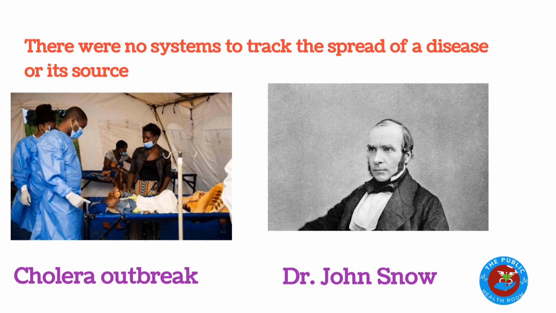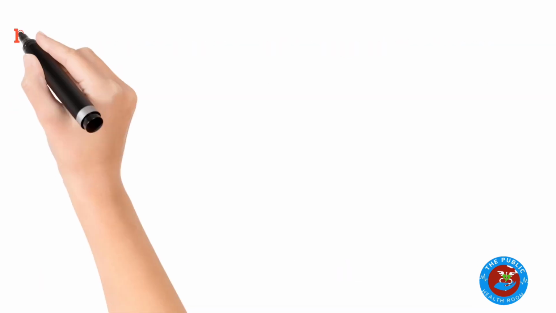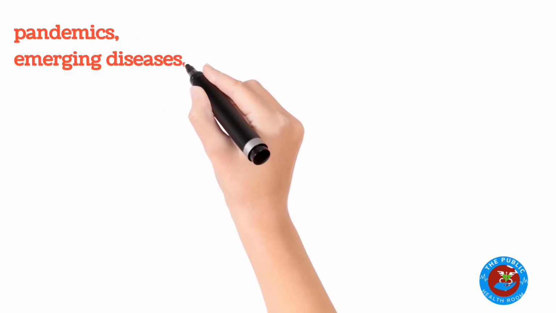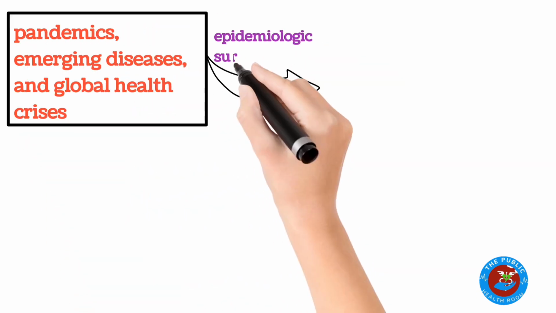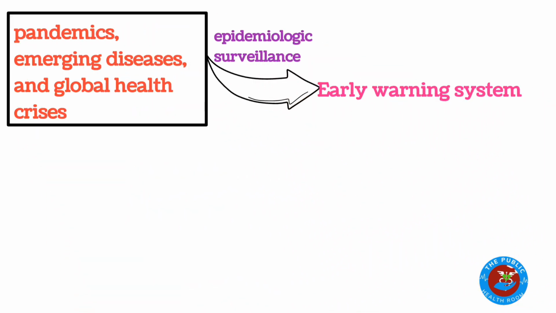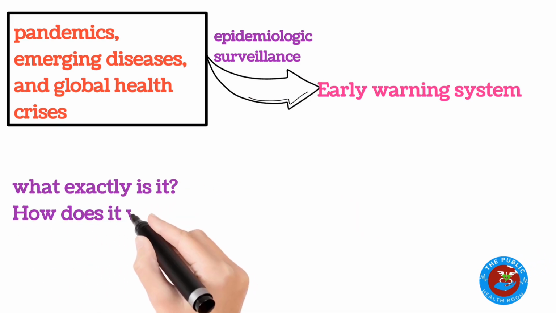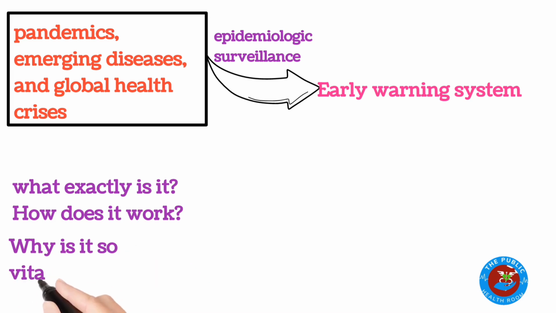millions of lives. Today, in an interconnected world facing pandemics, emerging diseases, and global health crises, epidemiologic surveillance is our early warning system. But what exactly is it? How does it work? And why is it so vital? Stay tuned as we explore the fascinating world of epidemiologic surveillance, its types, key attributes, and limitations.